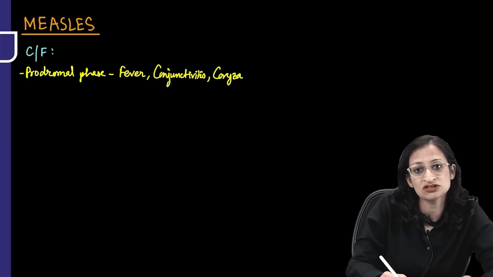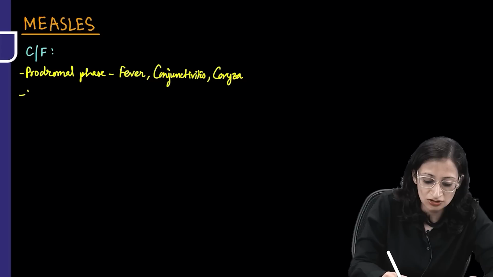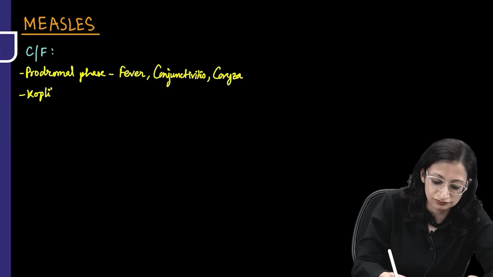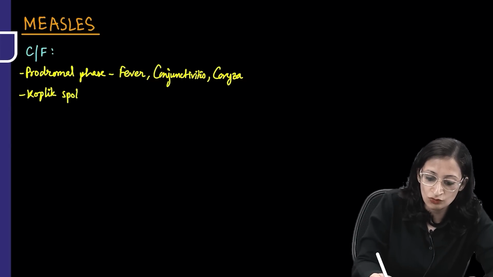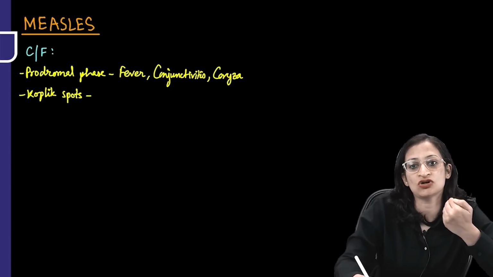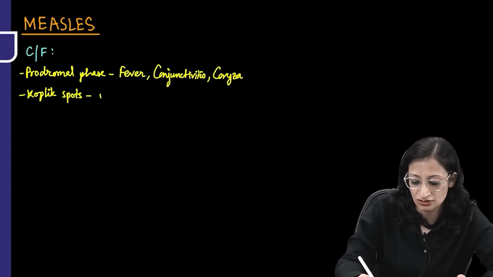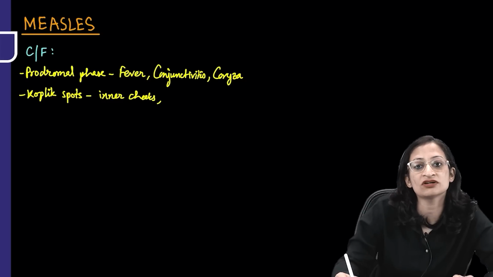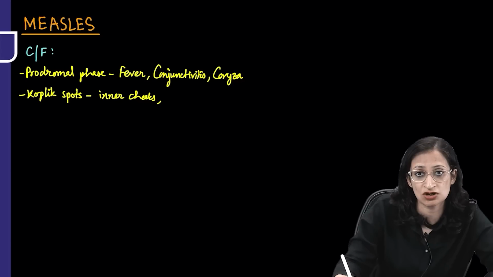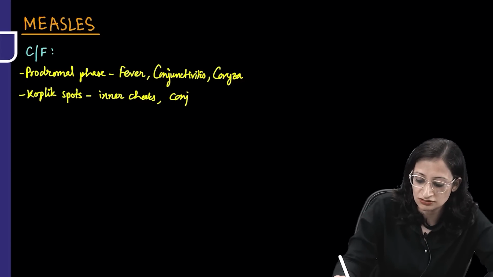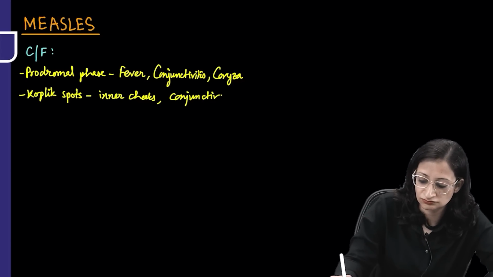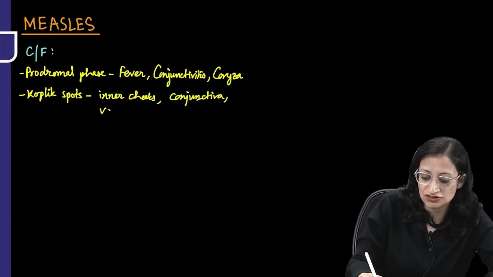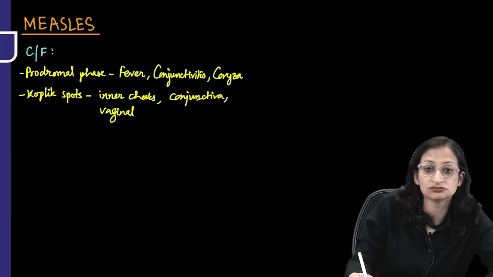These are reddish spots with a white center, present on the inner side of the cheek, on the buccal mucosa. They can also be present on the conjunctiva and vaginal mucosa.